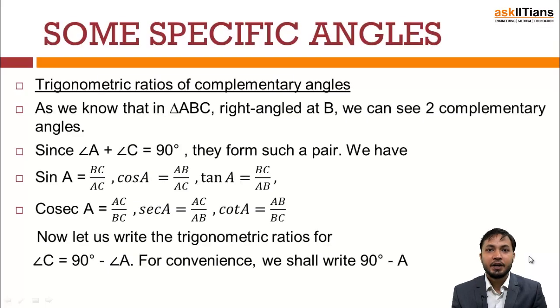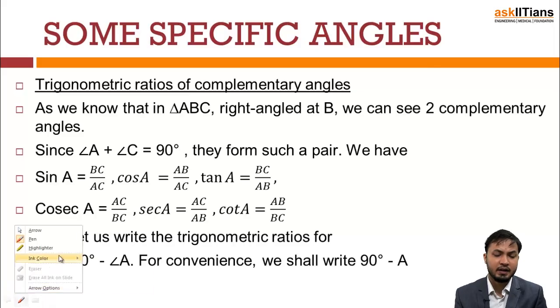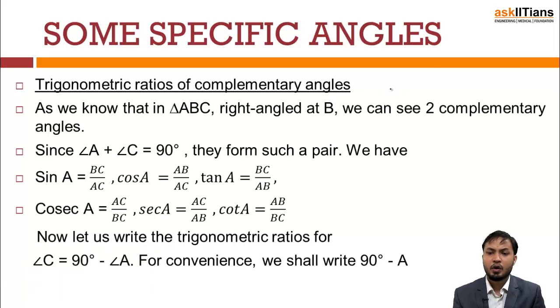Hi, continuing from the previous part, in this part we'll look at the trigonometric ratios for some specific angles, but in terms of the complementary angles. Now how do we look into that part? We understand what are complementary angles, right? Complementary angles are those angles whose sum is 90 degree, right? So in this case it will be actually 90 degree, right?